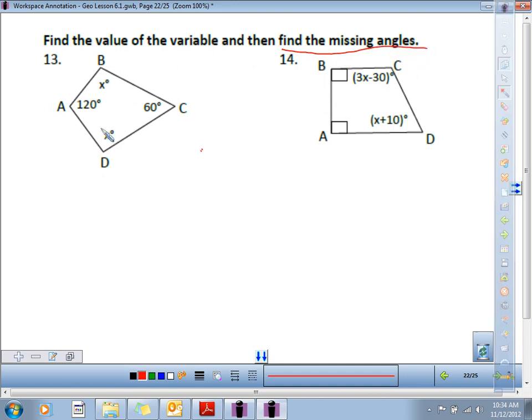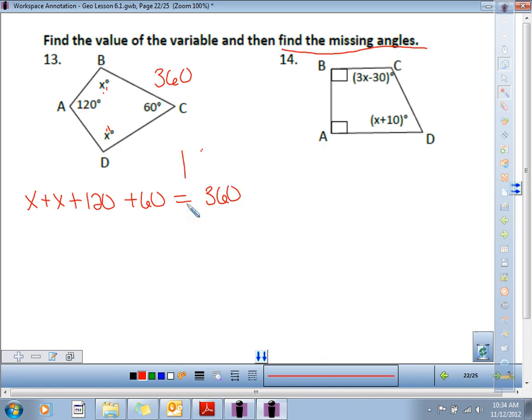Right? So if we look at number 13, we know it's a quadrilateral, so we know we have 360 total. I can't start subtracting because I have these two variables here. So what I need to do is just start adding: x plus x plus 120 plus 60 equals 360. So we just go around the horn. We add up all those angles.